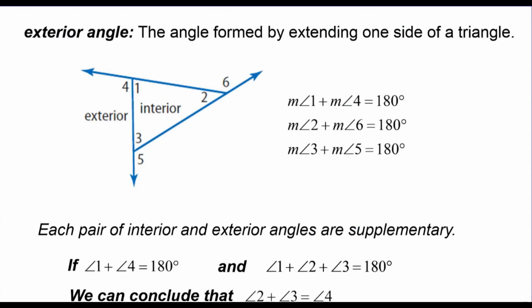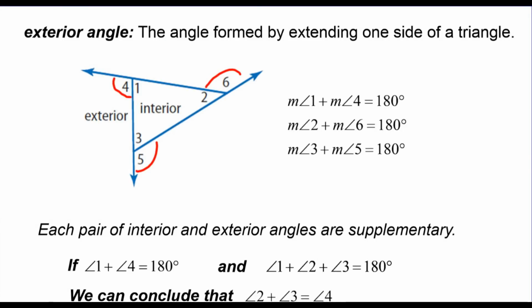Next, we're going to talk about exterior angles, and these are angles that are formed by extending one side of a triangle. So if you just take a side of a triangle and make it a little bit longer, you create another angle. So you can see that we have three exterior angles created when we extend the sides of our triangle. Well, when you extend the side, you're still extending a straight line. So I know that the interior angle plus its exterior angle are going to be supplementary. They're going to add up to 180 degrees as well.